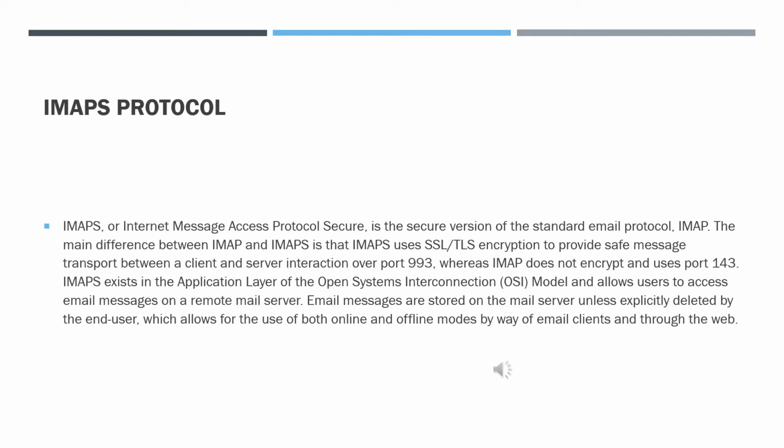IMAPS exists in the application layer of the Open Systems Interconnection, or the OSI model, and allows users to access email messages on a remote mail server. Email messages are stored on the mail server unless explicitly deleted by the end user, which allows for the use of both offline and online modes by way of the email client and the internet.